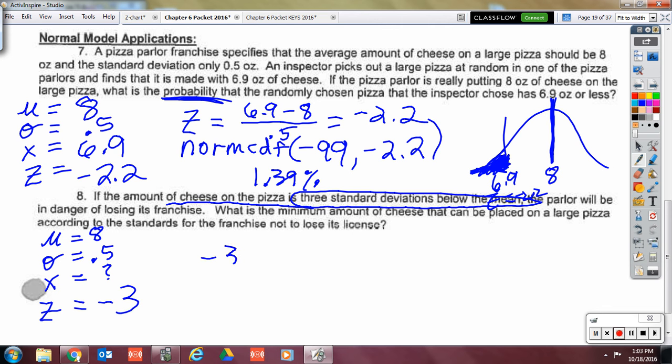So when we do this, we get x minus the mean over the standard deviation, and I algebraically solve it. If that inspector came in and found less than 6.5 ounces of cheese on that pizza, they would be in danger of losing their franchise. Okay, so I just skipped all the algebra steps.